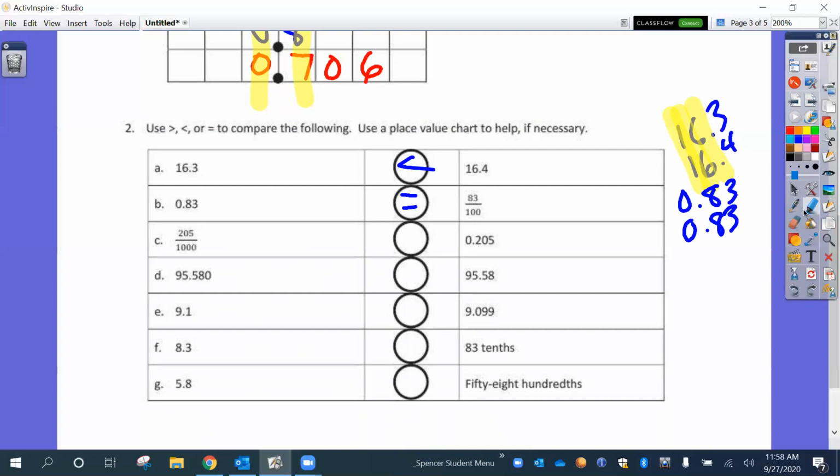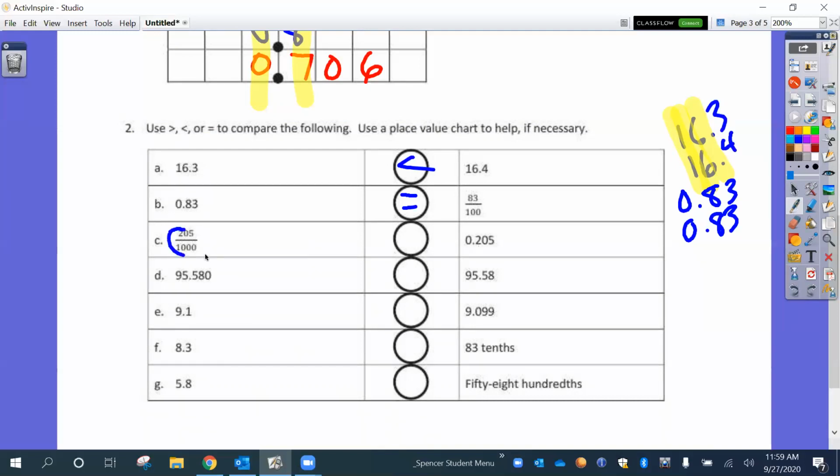I want you to pause and then come back, and we're going to do these rapid fire and try to get through these. You should have the next 5 done. If you're not comfortable, you're just doing them with me.